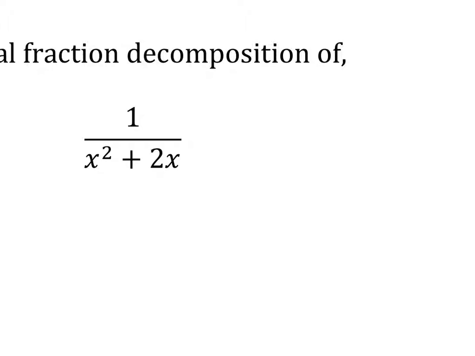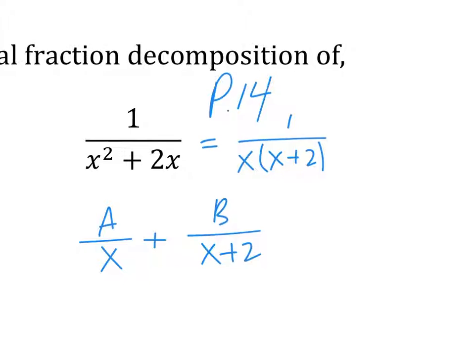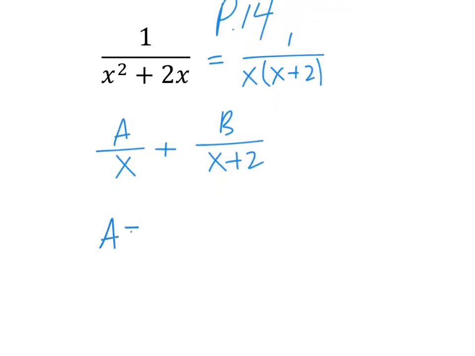So this is page 14, the first one on the top. All right, first you've got to factor. Then write the partial fraction decomposition outline. Solve it, and A is 1/2, B is -1/2.